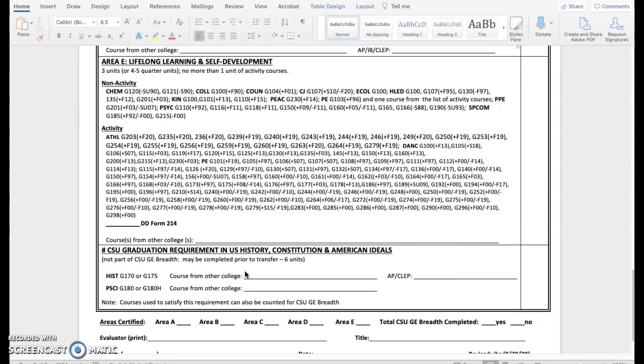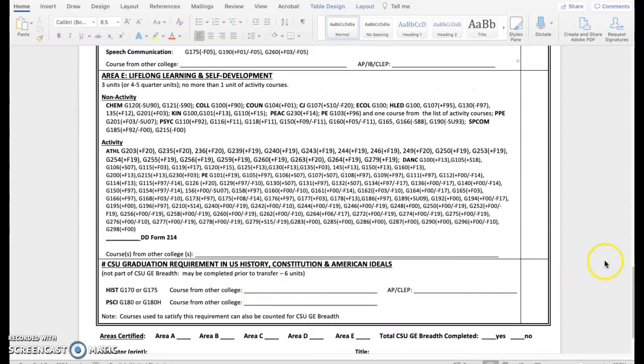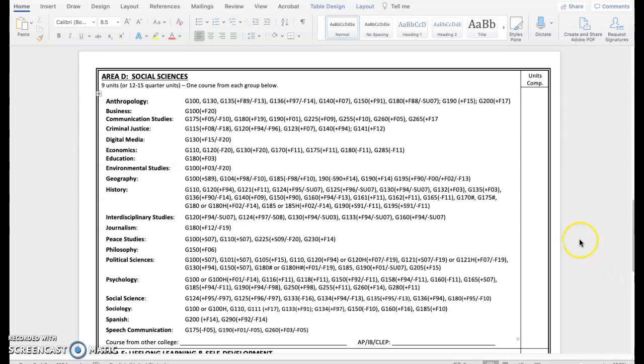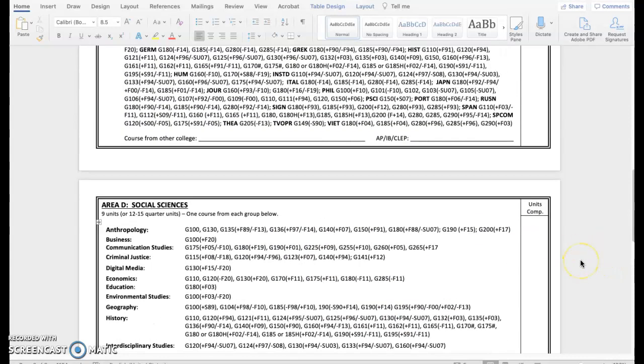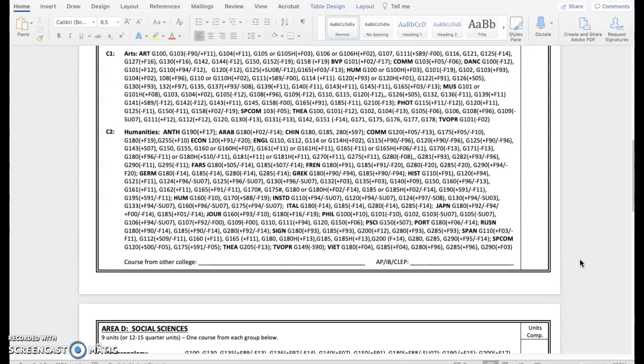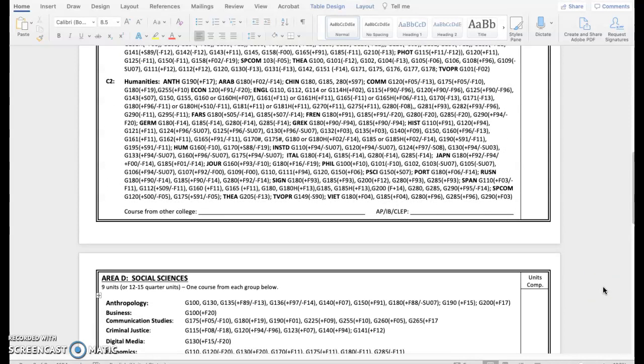the general education requirement. So to illustrate this, if we look at History 170 here, you'll notice that History 170 is also listed in our humanities requirements right here. If I take that course, I can only use it as a humanities or as a social science, not both. So there you have it. That's how you fulfill the CSU GE requirements.